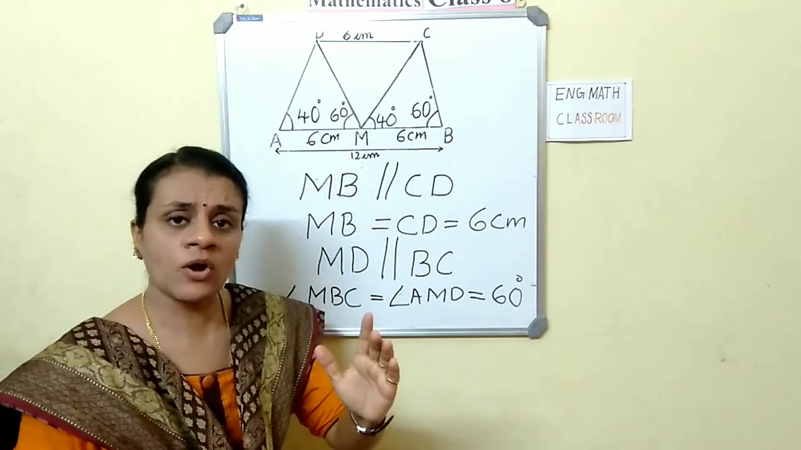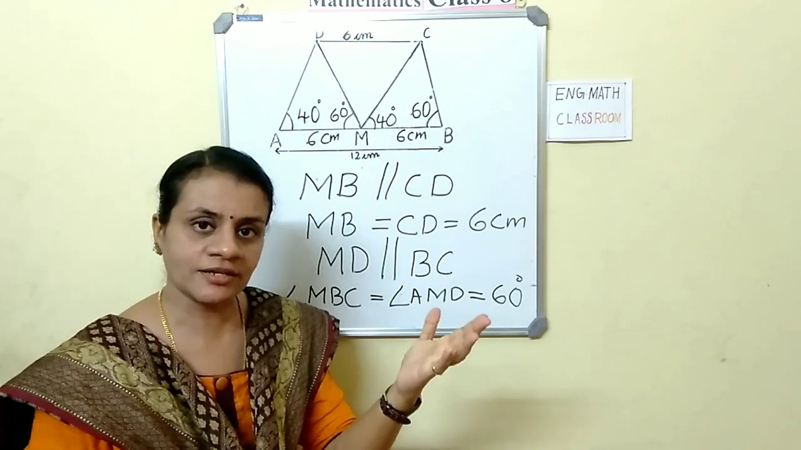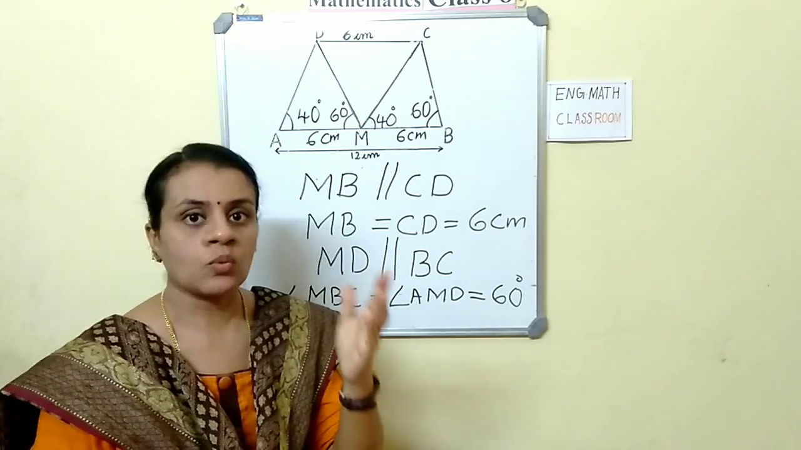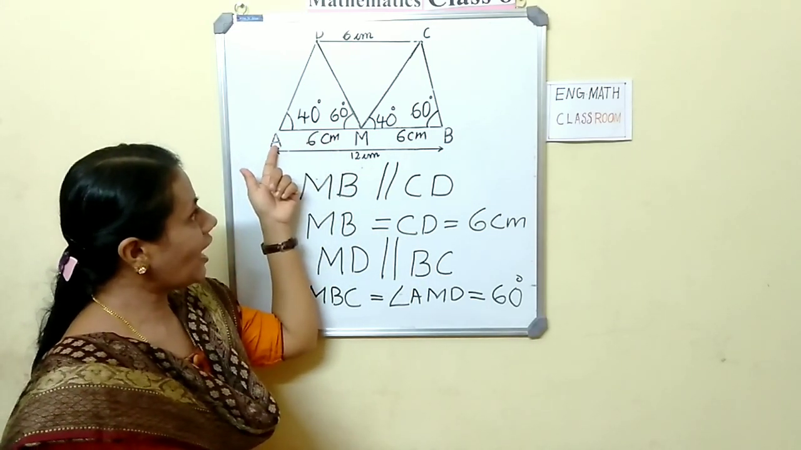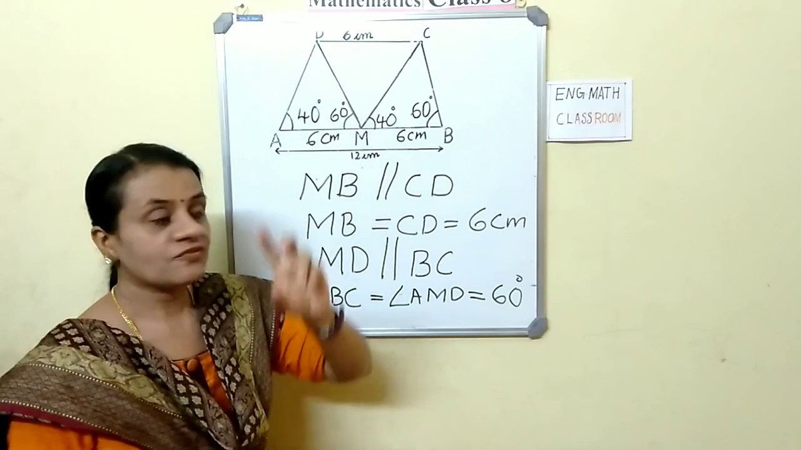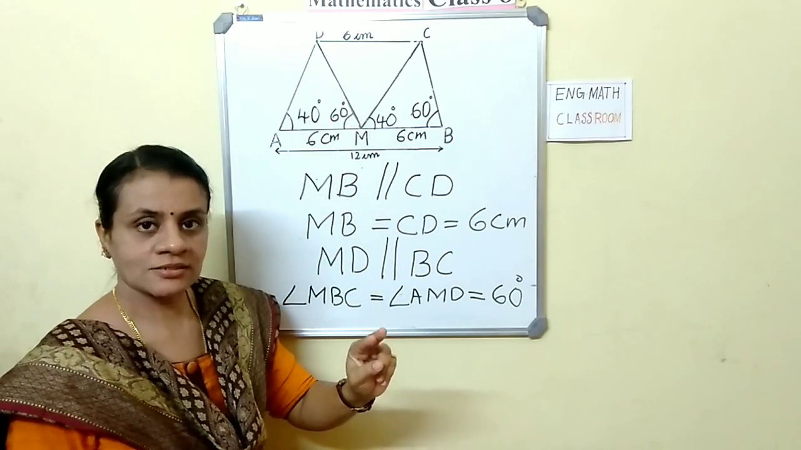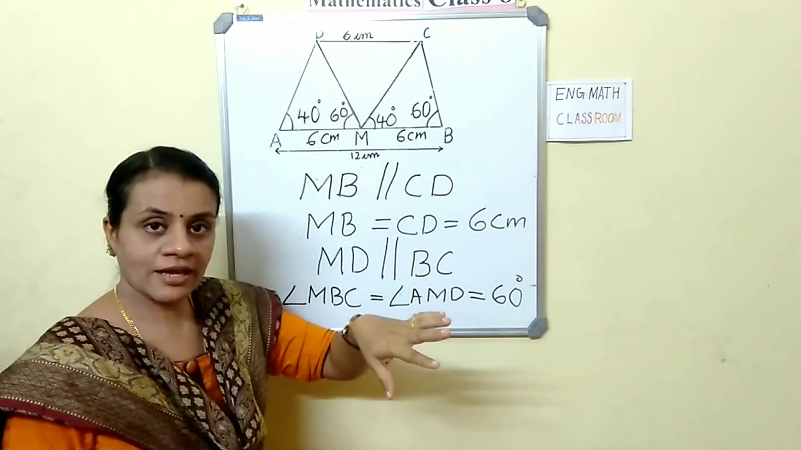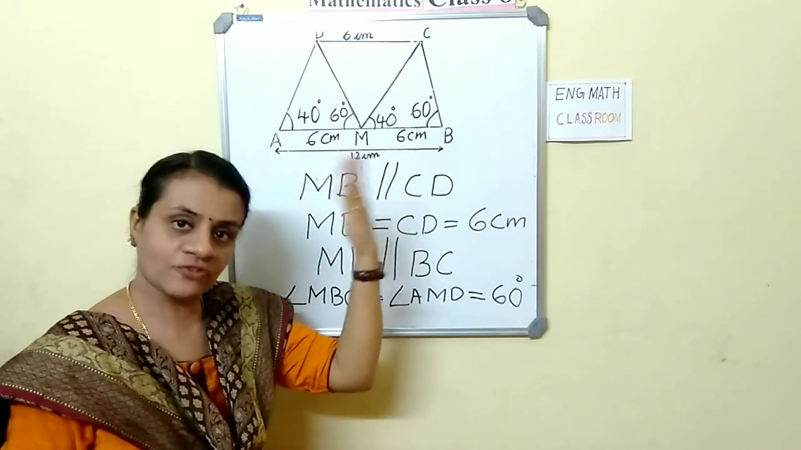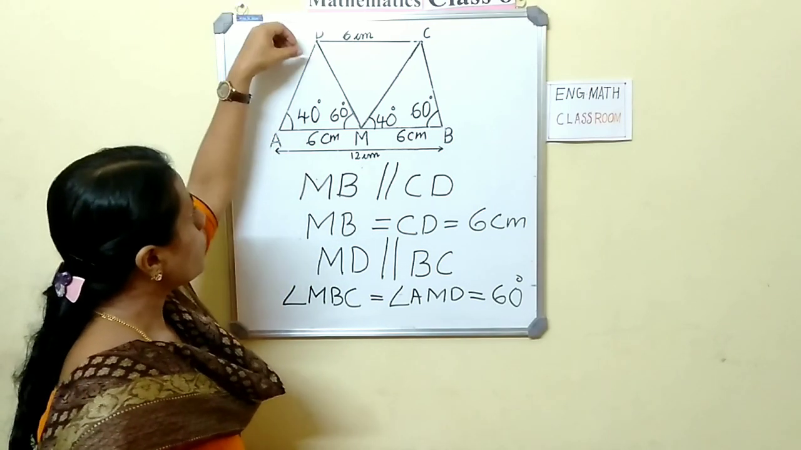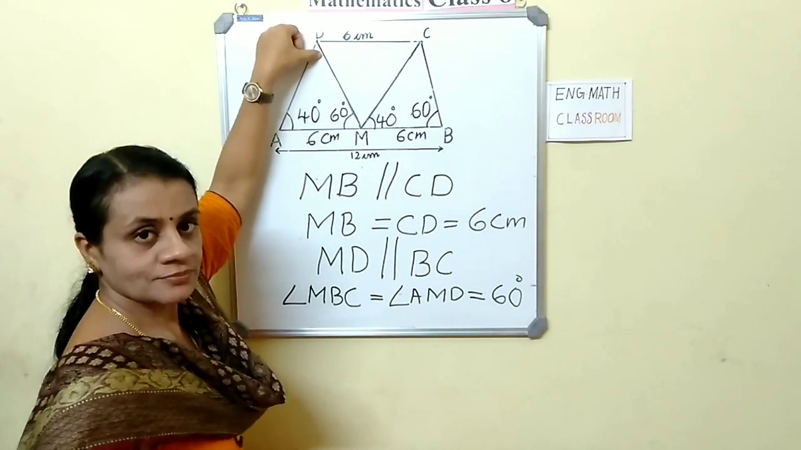What is the sum of angles of a triangle? It is 180. Here in triangle AMD we got two angles. How to find the remaining angle? Add these two angles and subtract from 180. So what is angle D here?